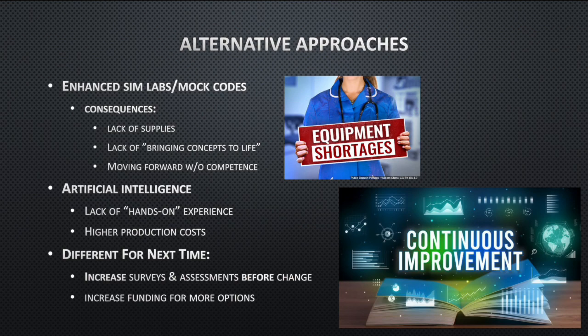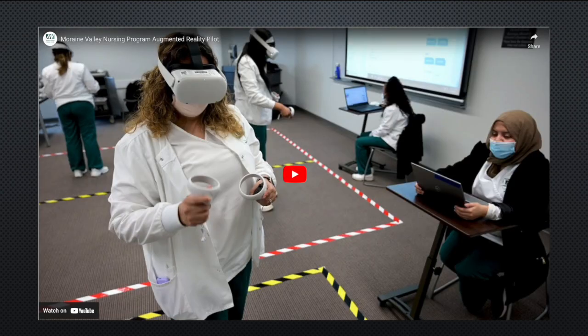But for this, we've seen there's lack of supplies. You can't really bring concepts to life like with AR and VR, and moving forward without competence. Artificial intelligence, there's a lack of hands-on experience and definitely higher production cost. Different things for next time, maybe increased surveys and assessments before the change, and increased funding for more options. And here's a little video I found, kind of puts everything into action.